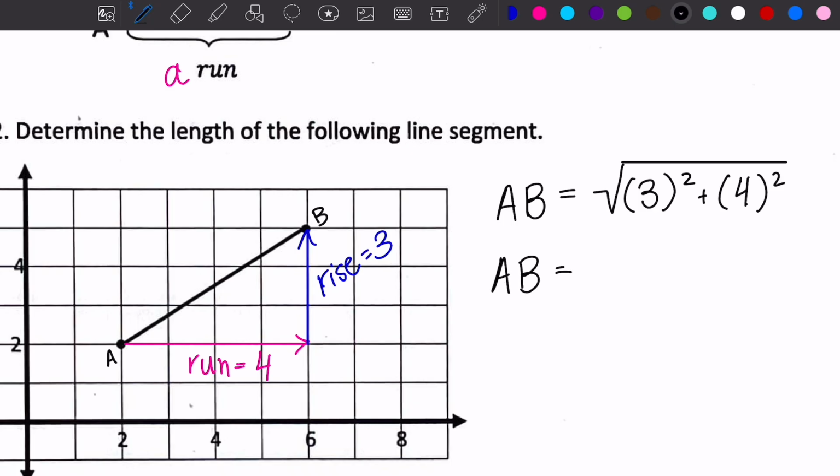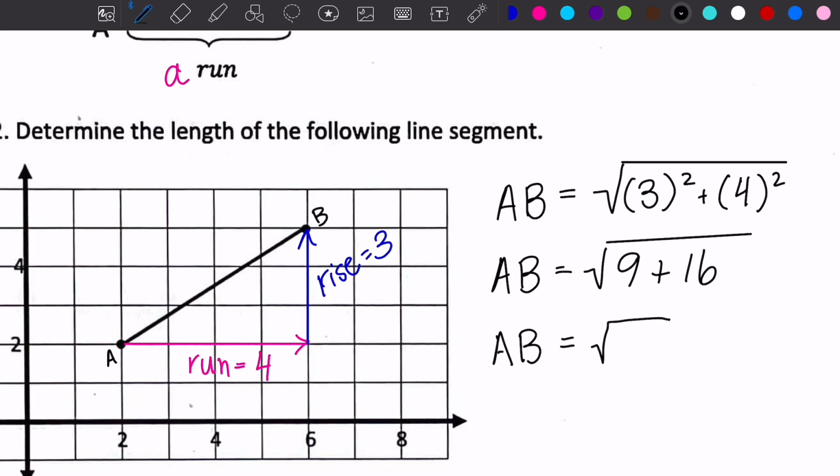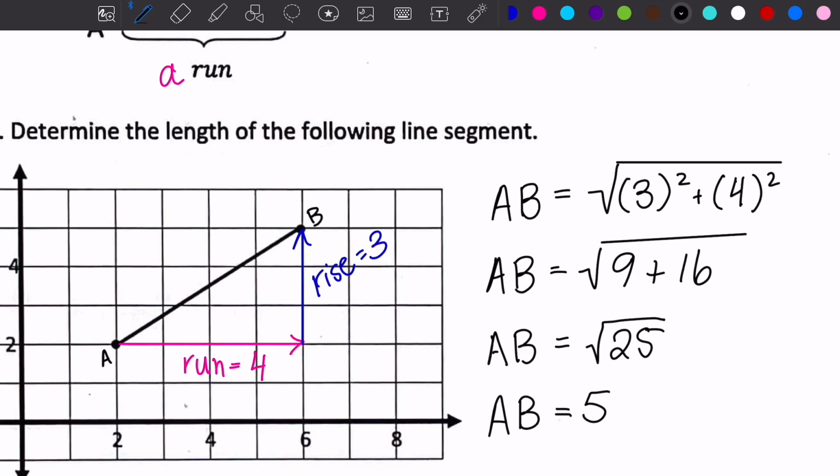Which, like, okay, you can plug that into your calculator all in one shot, or if you want to simplify underneath, we know 3 squared is 9, 4 squared 16, 9 plus 16 is what? Quick maths. What is it? 25. 25, which is a nice, pretty square rootable number. So AB is equal to 5. That is its length.